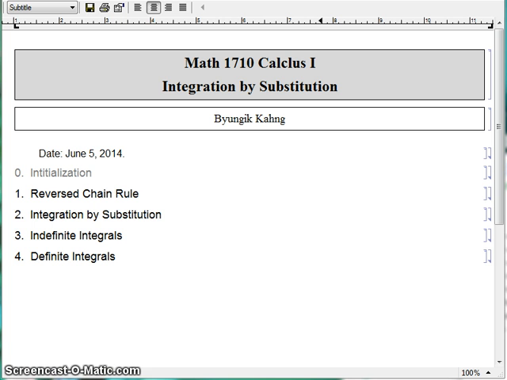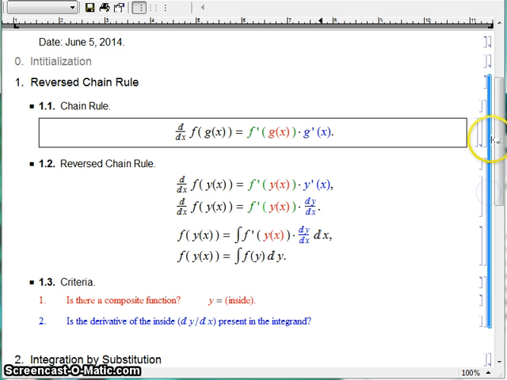After all those are done, we're going to come back to the theoretical background and then talk a little bit more about some advanced aspects of integration by substitution. Here we go. Integration by substitution is basically a reversed chain rule.